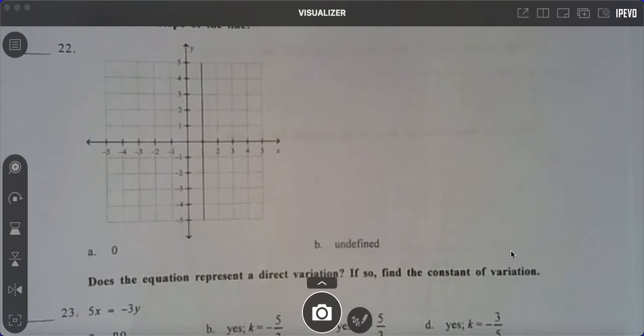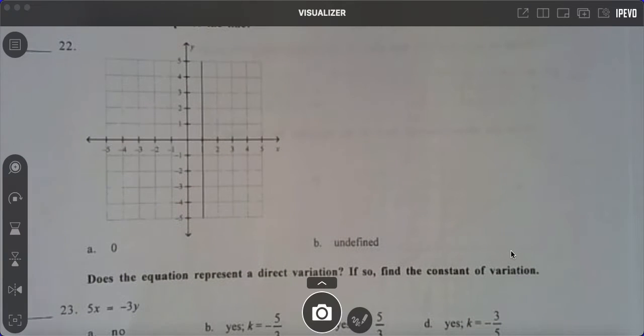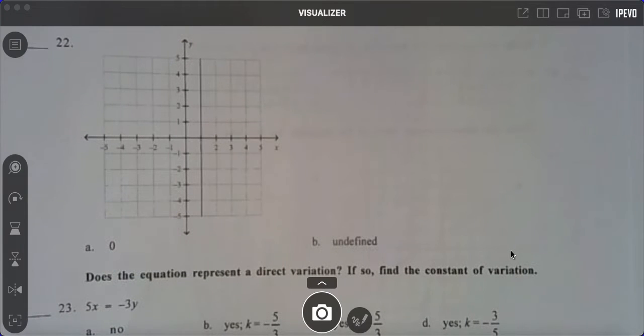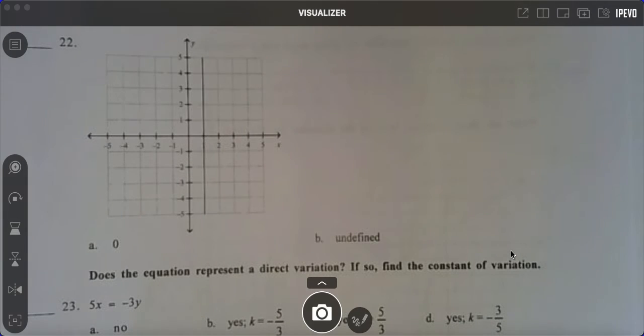Number 22, what's that one? Undefined. If it was a horizontal line, it would be 0. Okay, the vertical line is undefined, a horizontal line is 0. So that one is undefined. Remember, think of slope dude, he's fallen off the cliff. It's undefined. Maybe that'll help you remember.